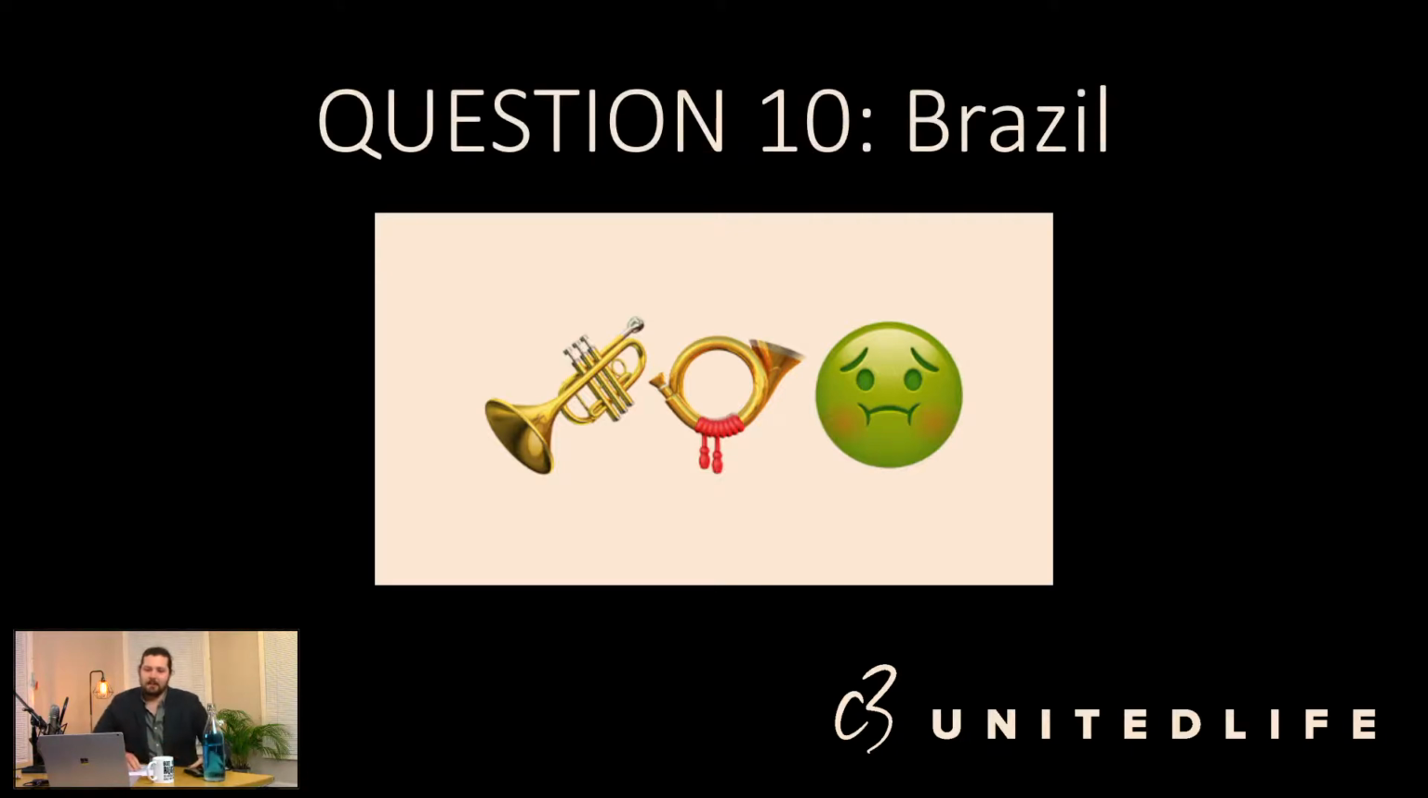Question 10, round 2, the answer to this. We've got a couple of horns. You put the horns together and you end up with a brass section, and that emoji looks like they're about to be ill. Brass, ill, Brazil is the answer to question 10. Moving on to round 3. The answers for round 3.